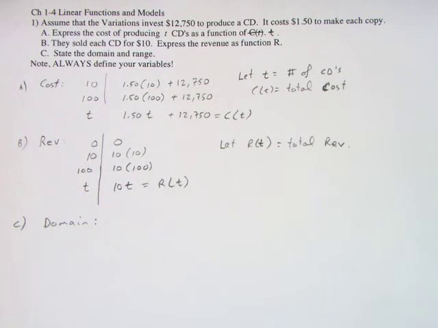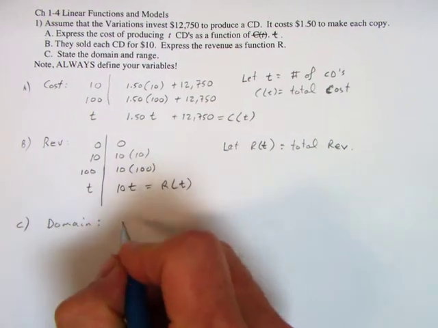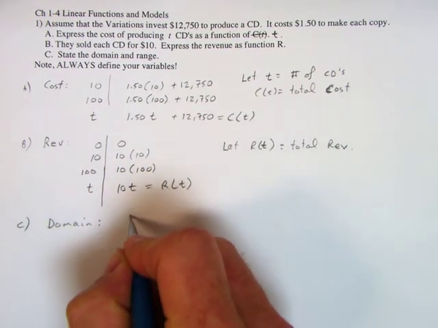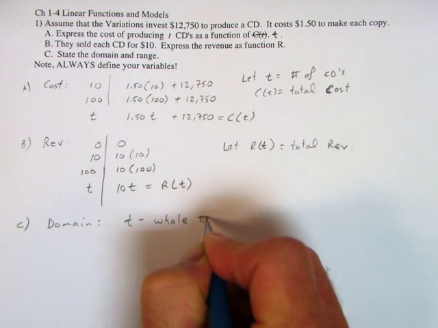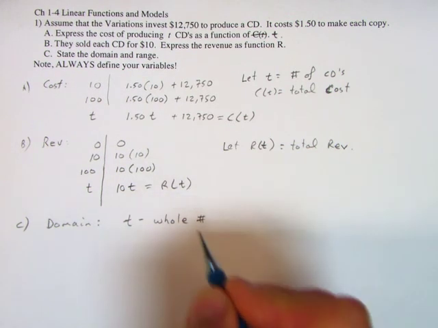What can you say about T? Can T be a positive number, 0, a negative number? Well, it can't be negative. You can't sell a negative number of CDs or make a negative number of CDs. You can have 0. You can sell 0 CDs. Can we have 1.5? No. So the domain would be T has to be a whole number.